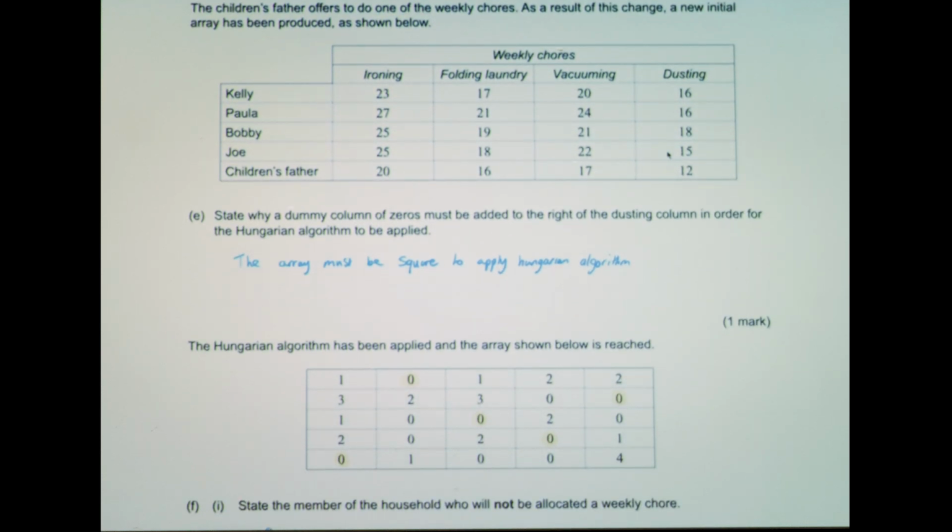Okay, so we've now got the children's fathers coming in to help with some of the chores. State why a dummy column of zeros must be added to the right of the dusting column in order for the Hungarian algorithm to be applied. You can't apply a Hungarian algorithm if it's not a square array. So any mention of the fact that it needs to be a square array was sufficient for them to get the mark there.